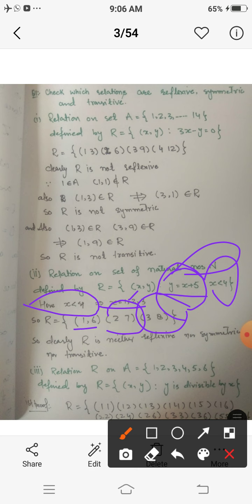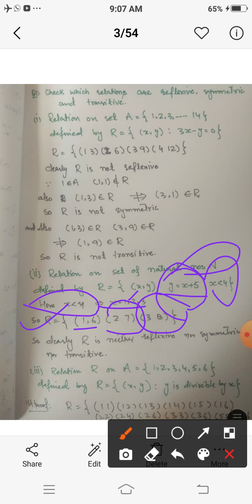Clearly it is not reflexive, because 1 belongs to the set N, but 1 is not in this relation. So there exists an element 1 belonging to N such that 1 is not related to 1. So clearly this is not reflexive. Now symmetric: (1, 6) belongs to this R, but (6, 1) is not in this R, so it is not symmetric.